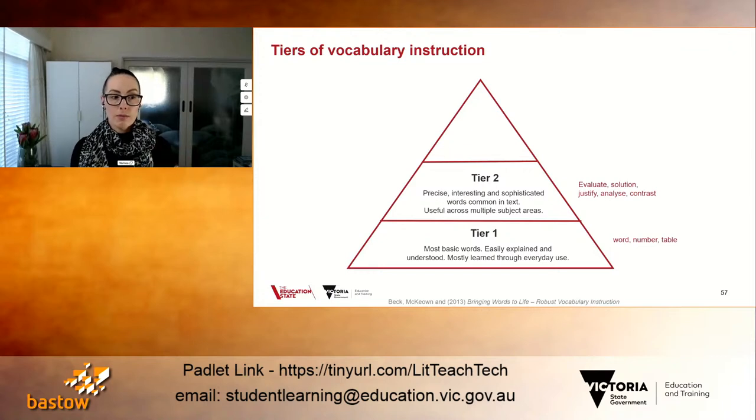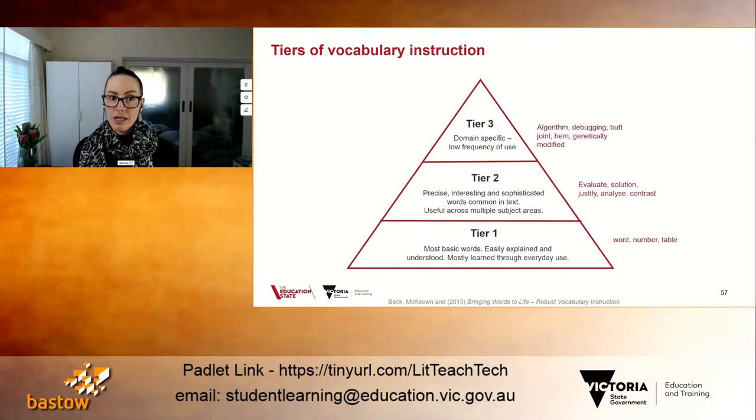Tier two are more academic words. These are the words that they're more likely to be exposed to in academia, so in school or in reading. I've got words like evaluate, justify, analyze, contrast. They don't all have to be verbs: solution. But these are words that you're not always going to hear out in the yard when you're out on yard duty, because they're words that we would use in academia.